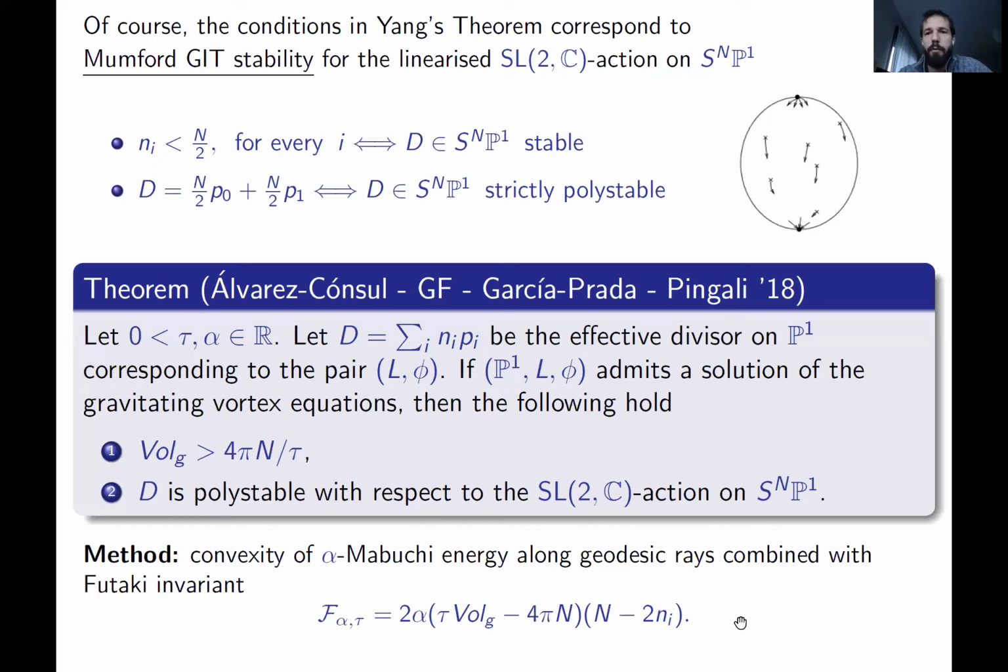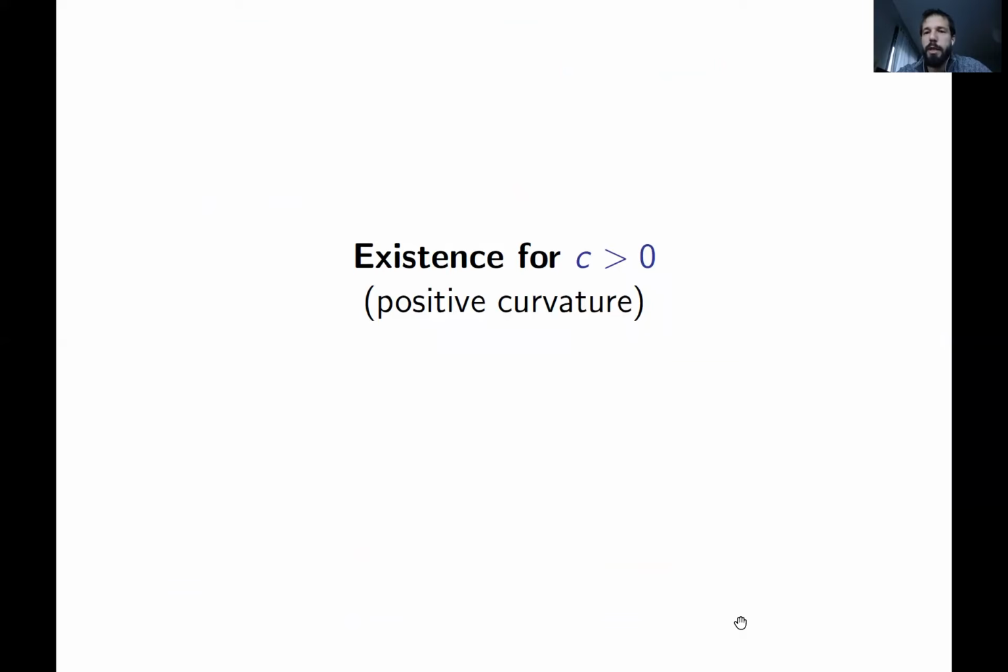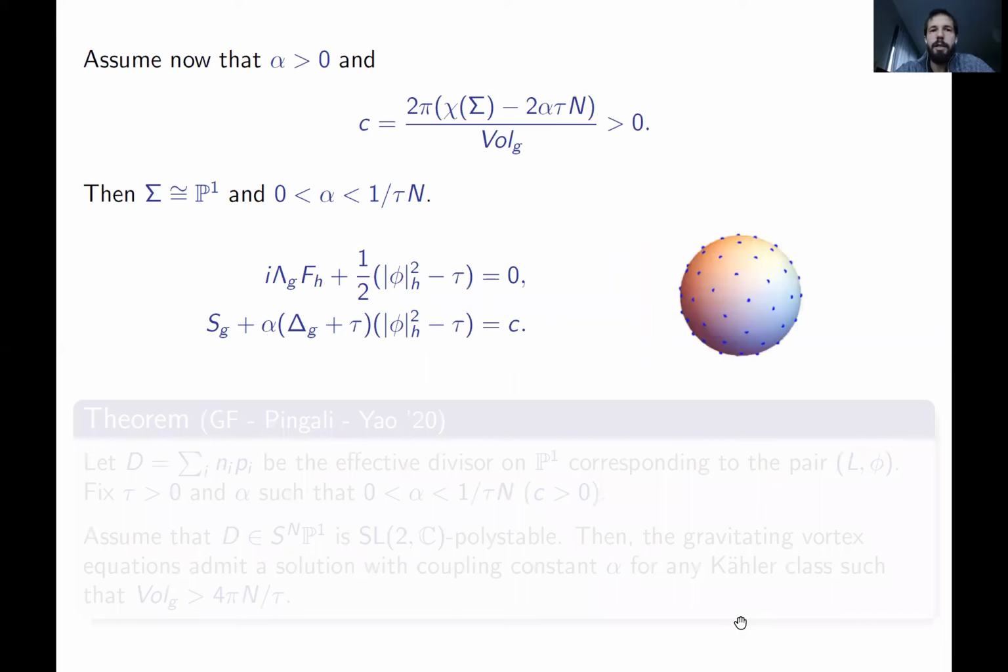Okay, so if not, let me go for the case of main interest in this talk, which is the existence for C equals zero. And as we will see in the course of the proof, the constraint on C being positive implies that the scalar curvature of the metric which solves this gravitating vortex equation has to be positive. So this is the case of positive curvature. So let's assume that alpha is bigger than zero in the equations and that the constant C is also bigger than zero. So as before, as we had for this Einstein-Bogomolny case, this implies that sigma has to be P1 and the constant alpha needs to be between zero and 1/tau n. This is P1, the Euler characteristic is 2, and this being positive implies this.